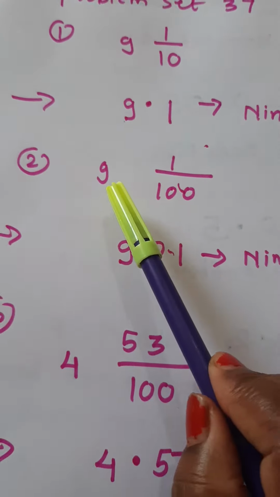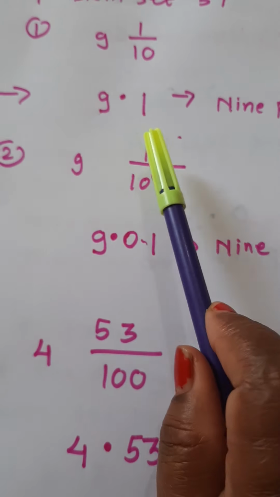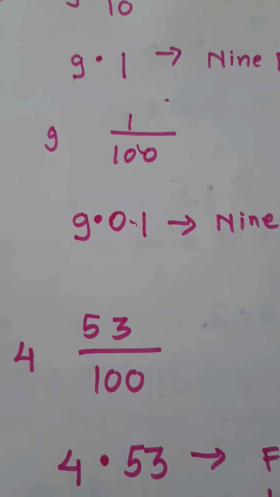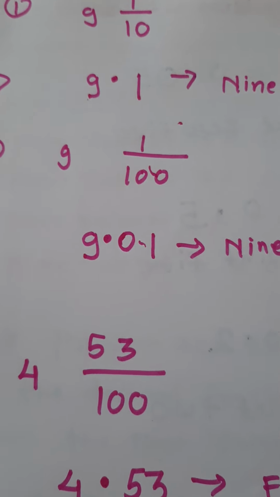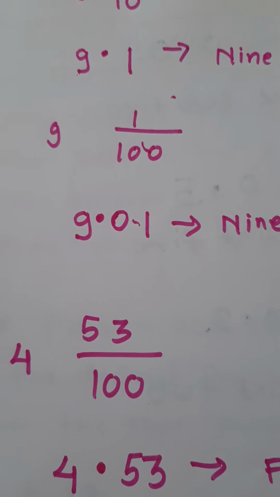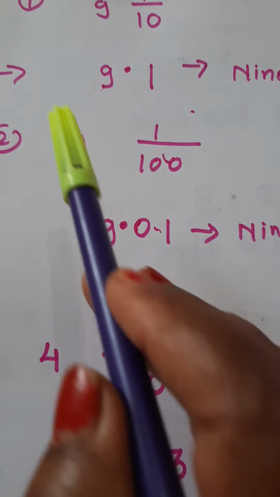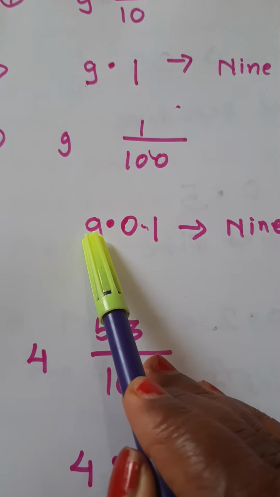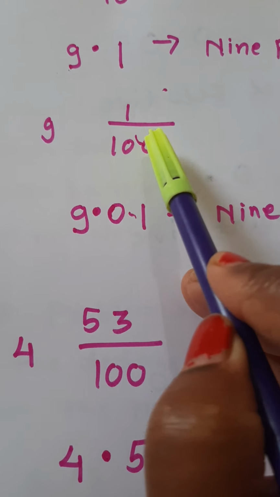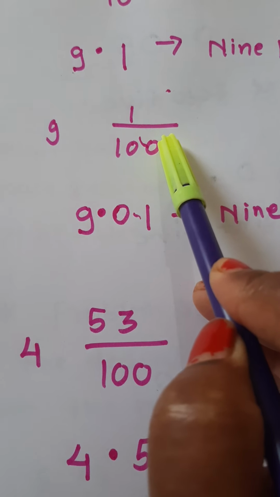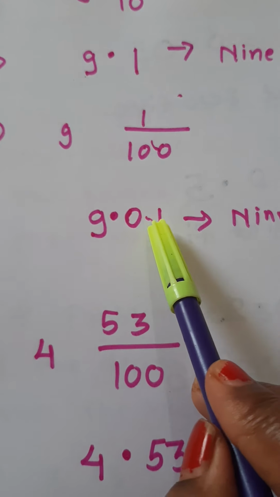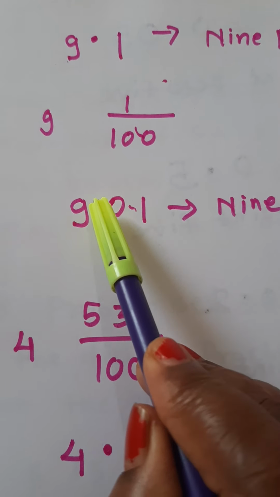Look at the second example, 9 and 1 upon 100. See here, now the denominator 100 is there. 100 means there are 2 zeros on 1. So the point will come after 2 digits from this side. So write down the whole number, that is 9. Here we have only a single digit. But as 2 zeros are present here, we have to give the point after 2 digits. So to complete the second digit, before 1 write here 0 and then you give the point.